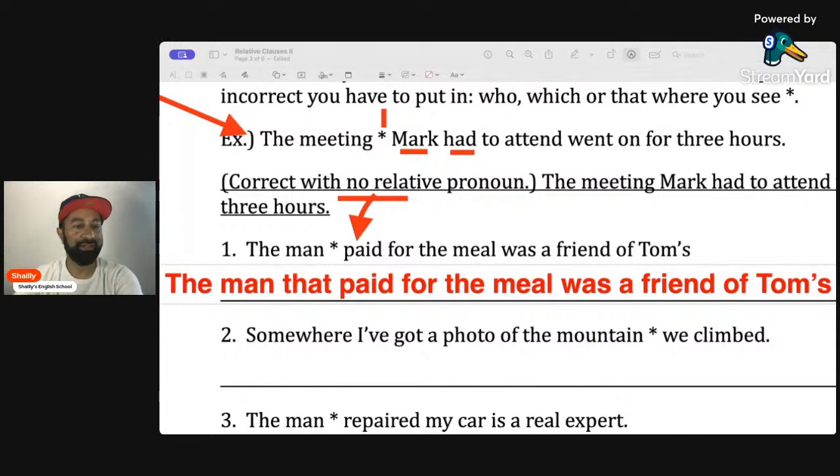If you wanted, you could say who. The man who paid for the meal was a friend of Tom's. Who is also fine here.